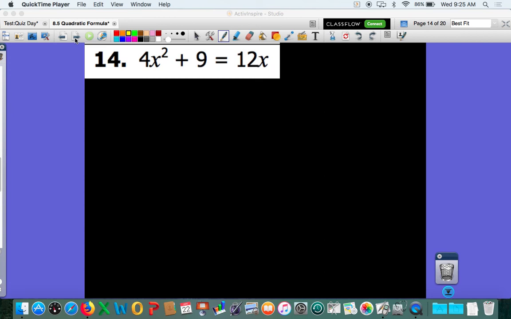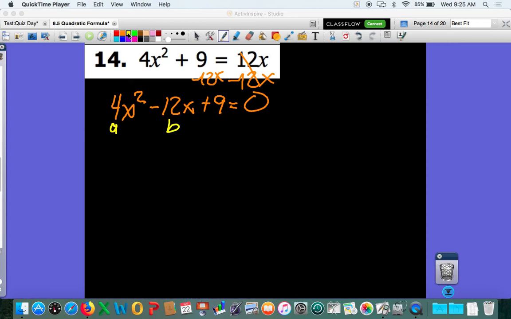Is this in standard form? Well, no, it's not equal to 0. So to get it in standard form, we need to subtract 12x on both sides. On the left side, there's not an x value to combine it with, so we will have 4x squared minus 12x plus 9, and that equals 0. Now am I in standard form? Well, yeah, I'm in standard form now. So my a value will be 4, my b value will be negative 12, and my c value will be 9. Make sure you keep it in this standard form when you move that term.